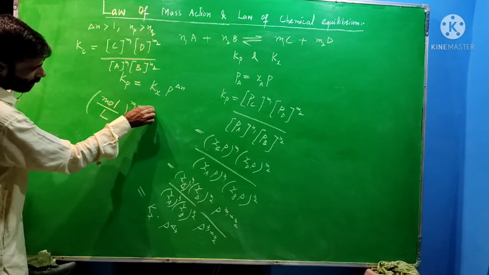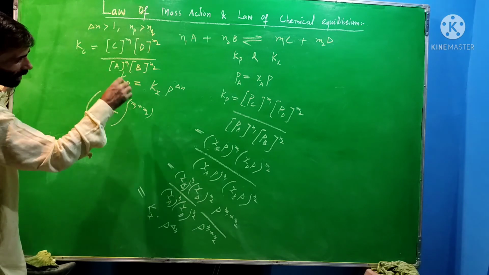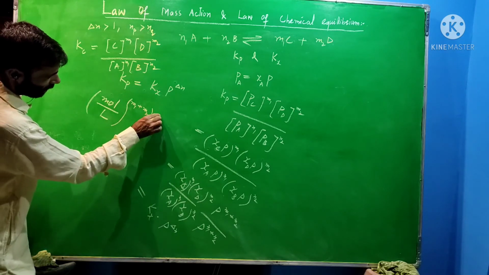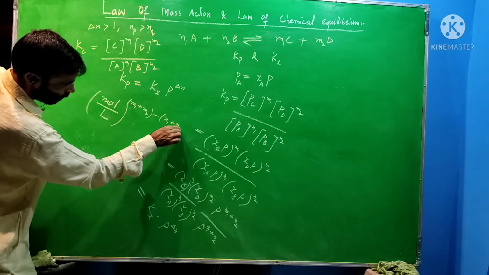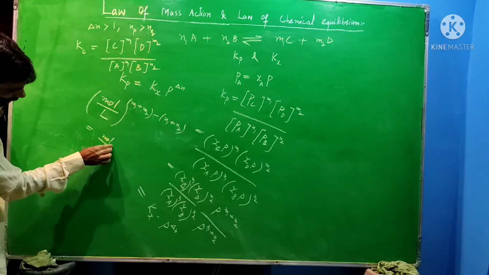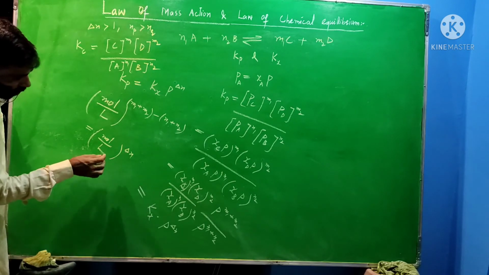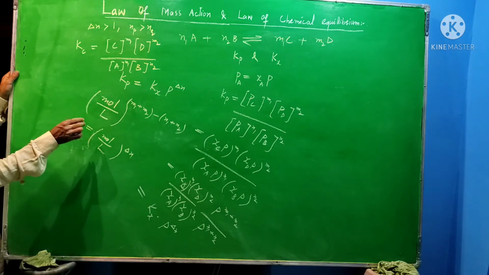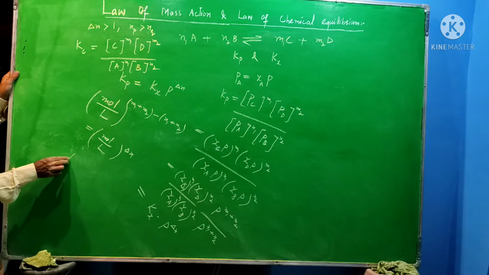And again, these two terms, this one mole per liter, this one mole per liter, when taken in the numerator, will now be equal to n1 plus n2. After that, this is equal to mole per liter raised to the power delta n. So mole per liter raised to the power delta n will be the unit of the equilibrium constant of any reaction. Let us take this one.